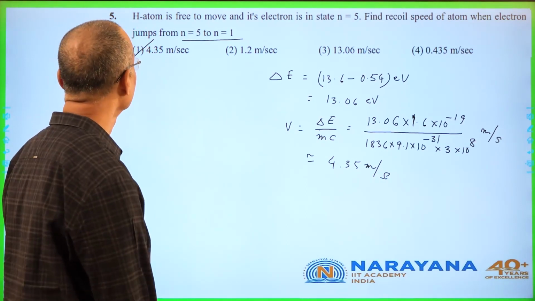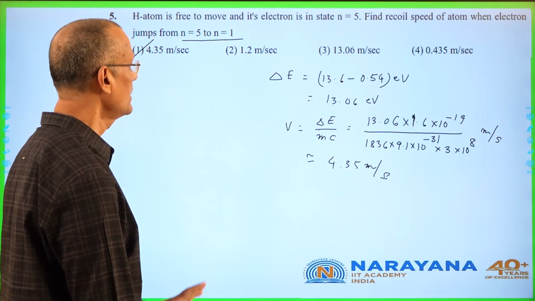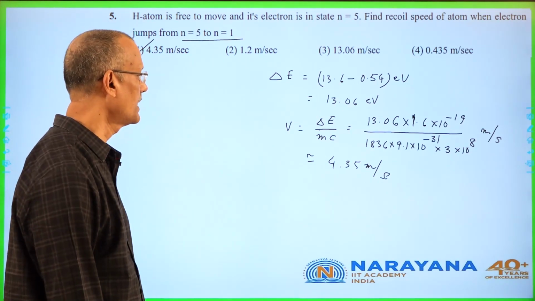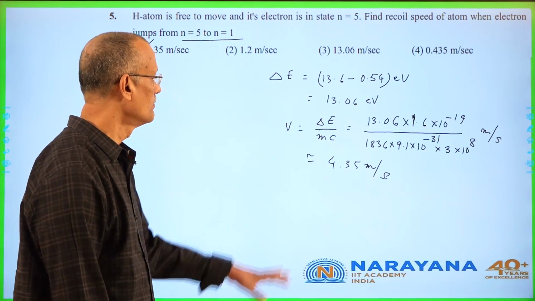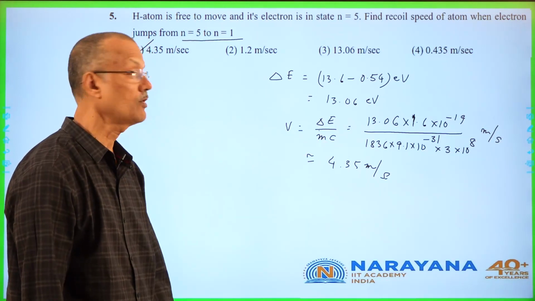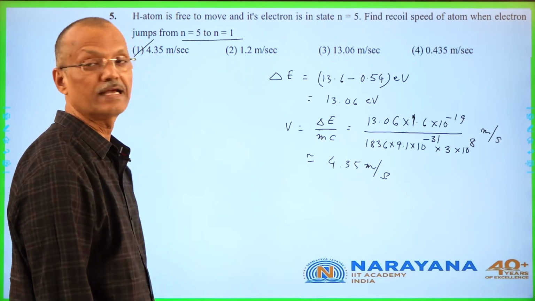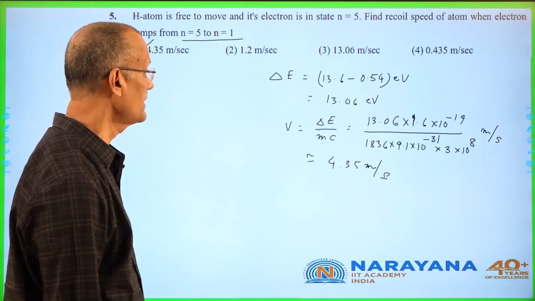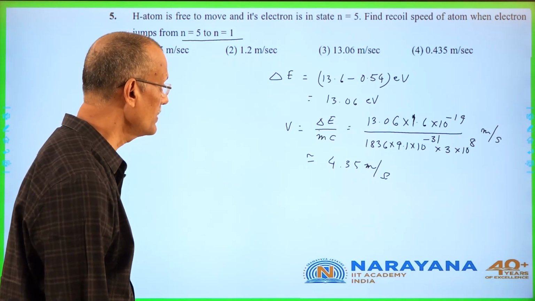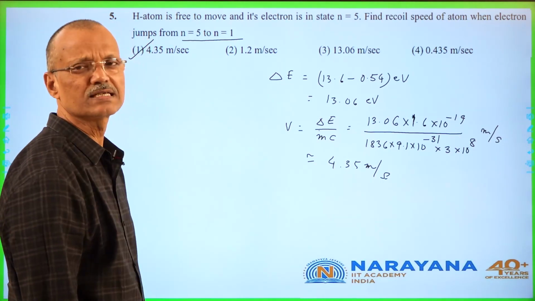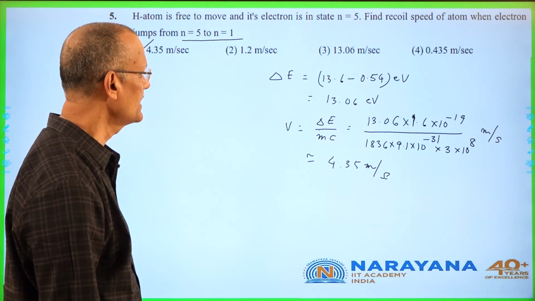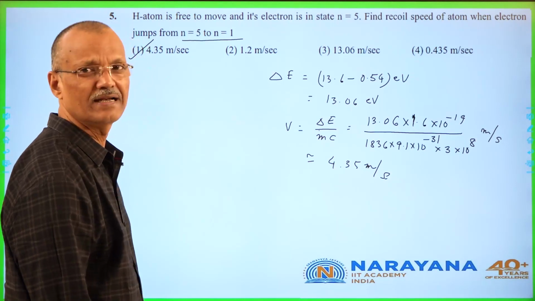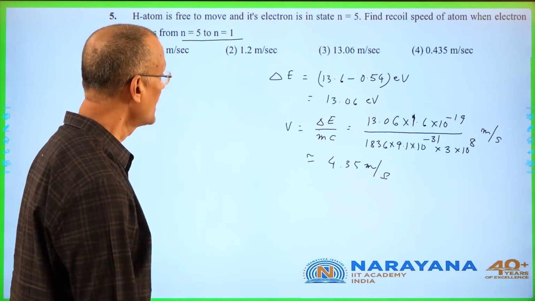Clear to you? So, simple question, how much difference of energy is there, and just you have divided by m into c, mass of proton. If you are not remembering, you can directly take 1836 times mass of electron, which is very standard, 9.1 10 to the power minus 31, or 1.67 10 to the power minus 27 you can take, and you will be getting the same answer.